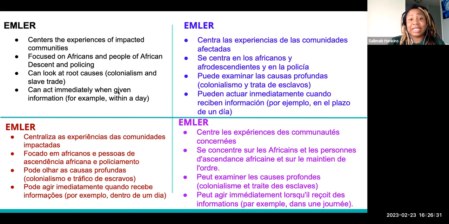As I said, it can act immediately when given information. So all of the powers that I said that they had, writing letters to government, doing press releases, all of that stuff they can do. And just bringing that visibility has actually been really important.